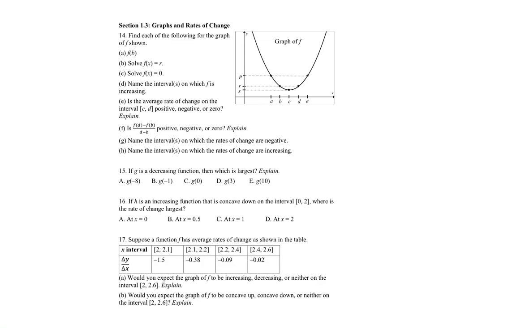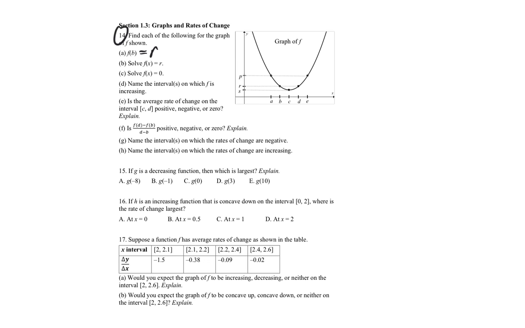All right, so for part 2, we're going to be starting with graphs and rates of change. So question 14 here asks us to find each of the following for the graph of f shown. So f of b, for that we're going to evaluate where b is, and we notice that's right here at this point r, so we know the answer to this is r.